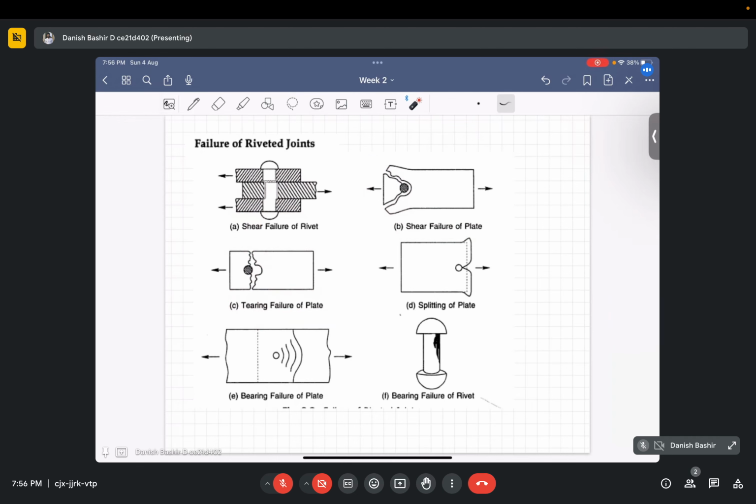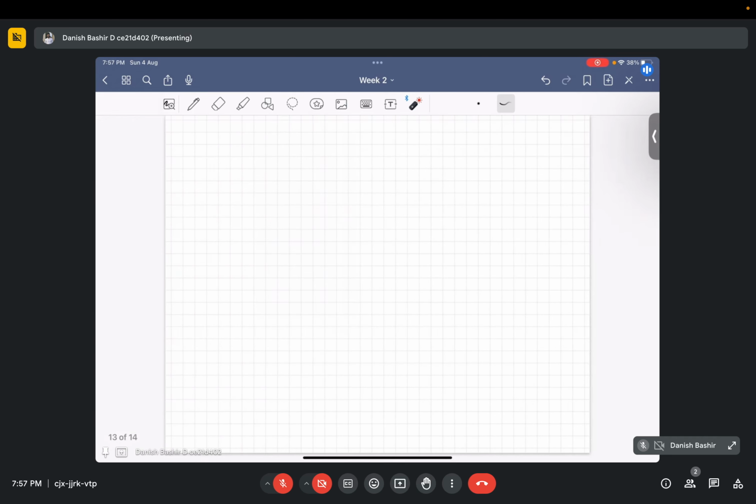Or there will be splitting of the plate, like it will be split into two halves. That is known as splitting of the plate. Or there will be the bending failure of the plate. It will bend like this. That is known as the bending failure of the plate. Or there will be the bearing failure of the rivet. That is known as bearing failure of the rivet.